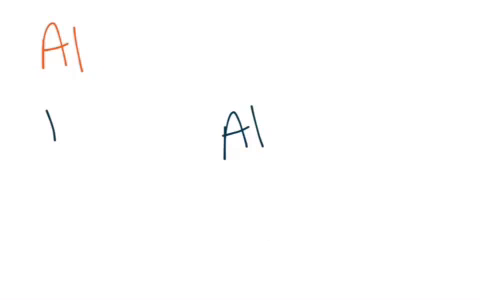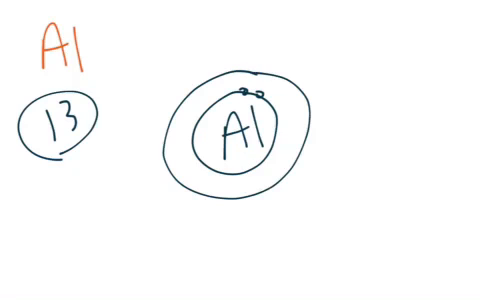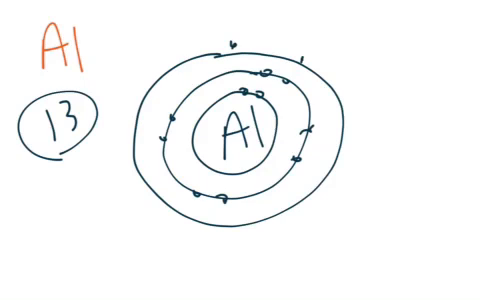Aluminum needs to have 13 electrons. So first ring 2, second ring's going to have 8: 2, 4, 6, 8. And then that means the third ring would have the last 3.